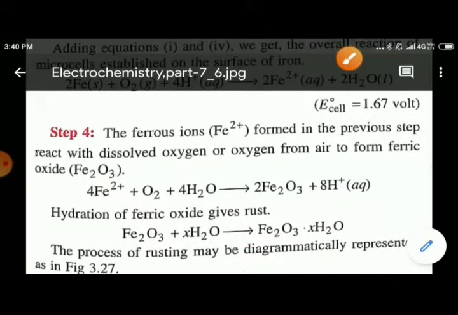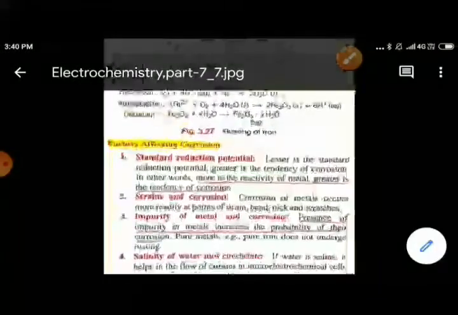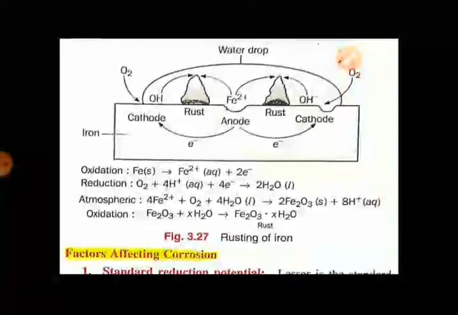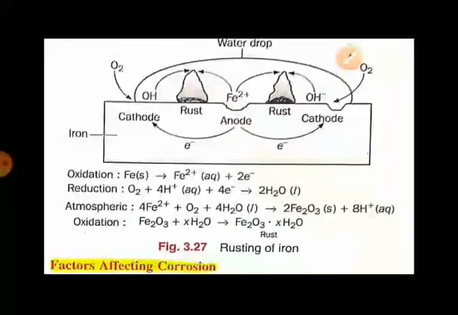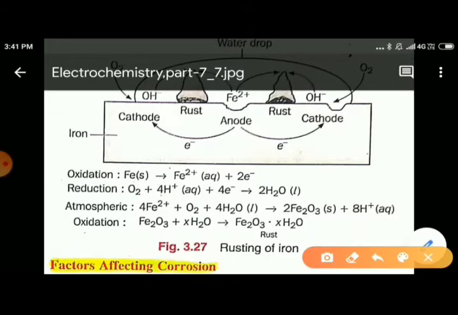The process of rusting we may understand easily with this figure. In this figure, cathode and anode both half reactions are shown. In that case, we may write the reaction in brief. In the oxidation half reaction, iron gets oxidized into ferrous ion. In the case of reduction, that is the cathode half reaction, oxygen reacts with hydrogen ion and takes electrons to form water.